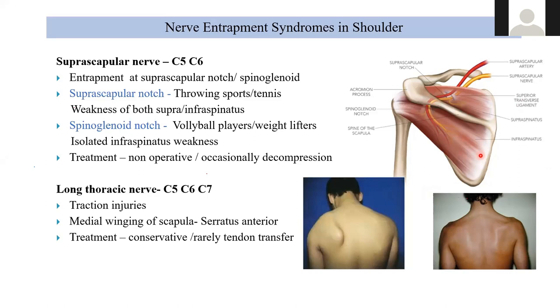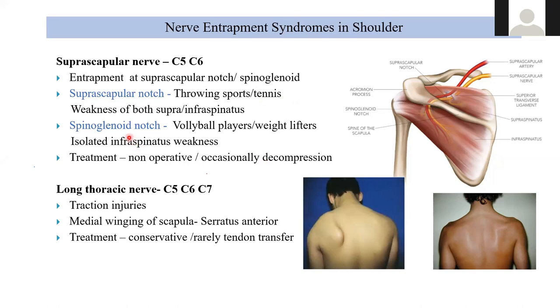Injuries can cause suprascapular notch entrapment, which occurs in throwing sports. You will find a weakness of both infraspinatus and supraspinatus, as in this picture. If you look at it, the supraspinatus and infraspinatus are both wasted in this patient with suprascapular nerve entrapment at the suprascapular notch.